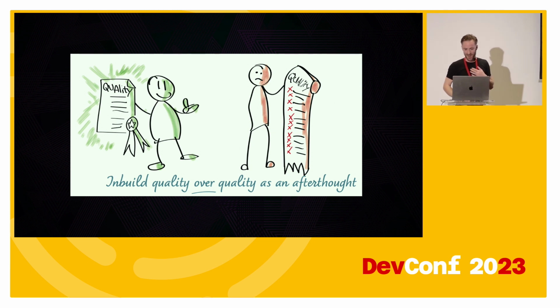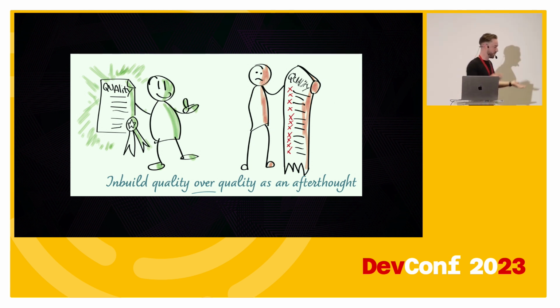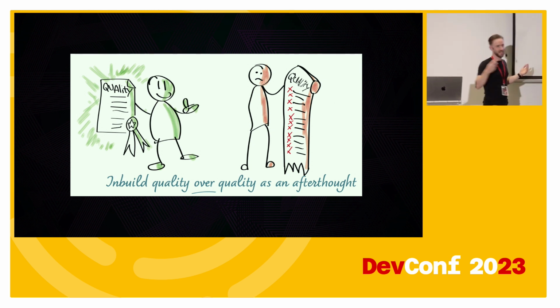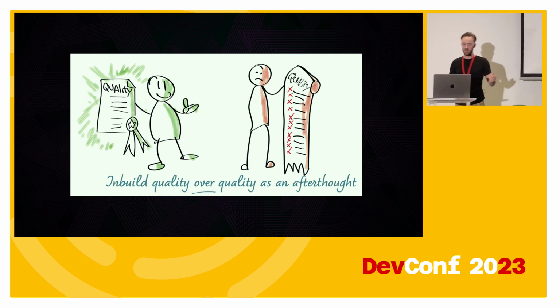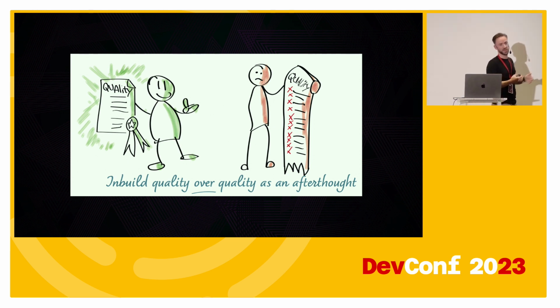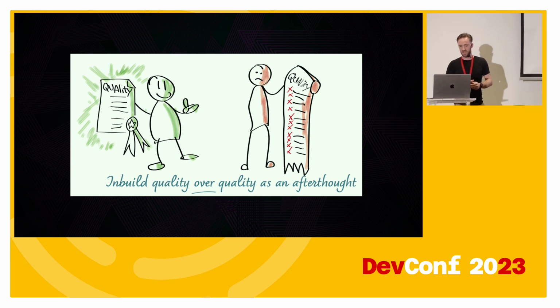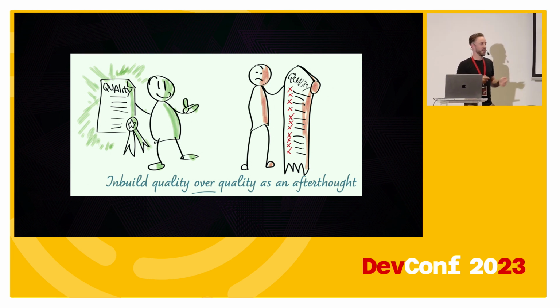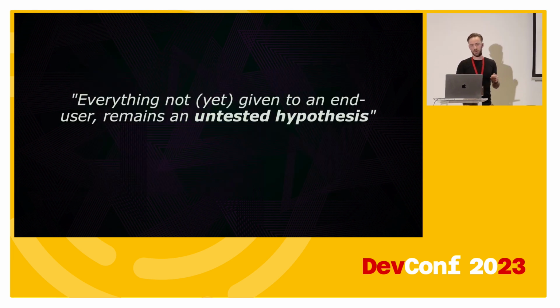I worked as a Scrum Master, and typically, as I said, I have an opinion about Scrum Masters and the way they are. But this was a really good one, and I really wanted to work with him a lot longer. Unfortunately, I didn't get the chance to. But he had a saying, and it's a typical DevOps thought. He said, everything not yet given to an end user remains an untested hypothesis.